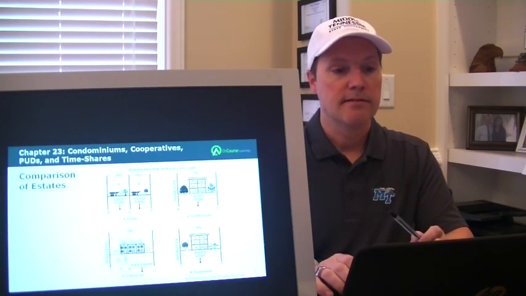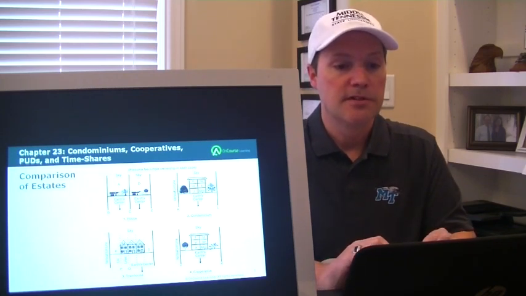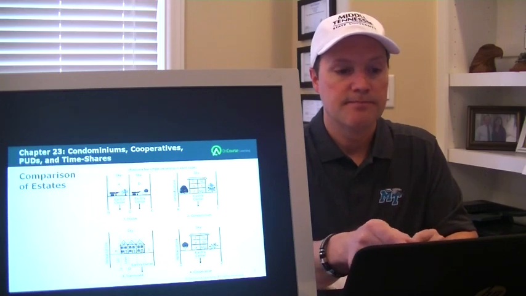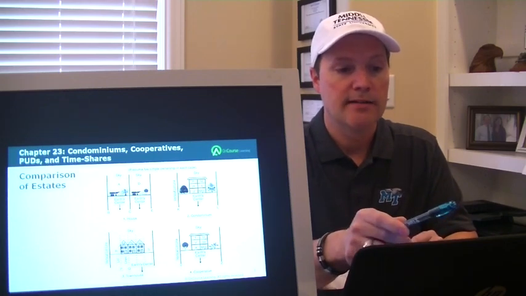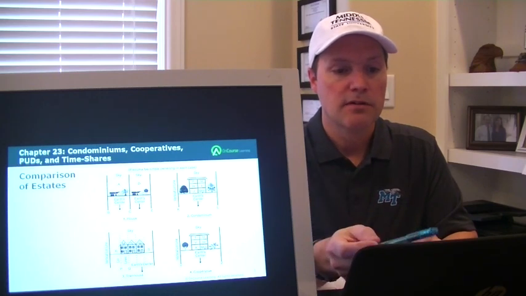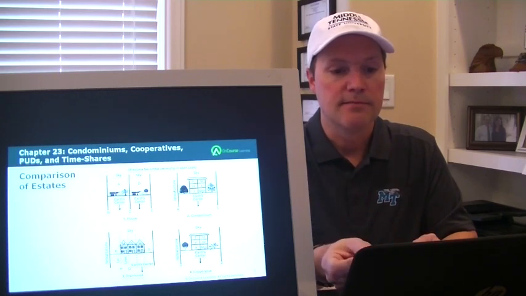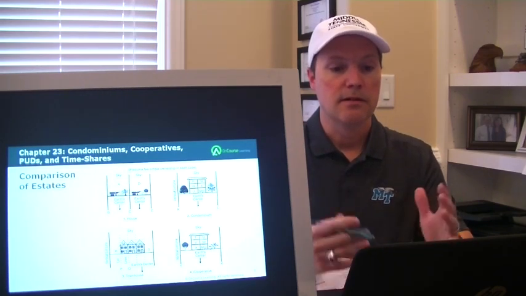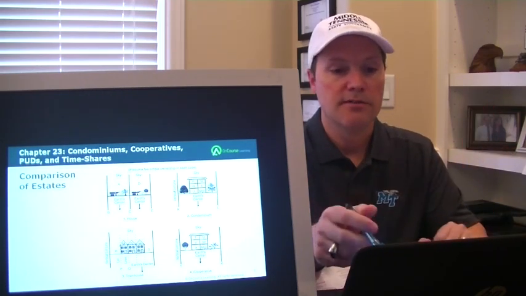Comparison of estates. Okay, so you have presumed simple ownership in each case. So you have the house there. You own the sky and then the earth down to the center of the earth. Vertical line of the condominium. In a condominium, you actually own within the walls of the condominium.